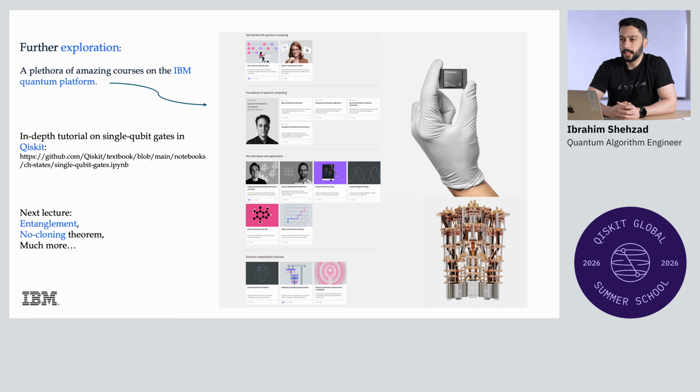And then finally, looking ahead, in the next lecture of the summer school, you'll build on what you've learned in this lecture and supplement that with concepts like entanglement and an important theorem that underlies quantum information theory and quantum error correction called the no-cloning theorem.